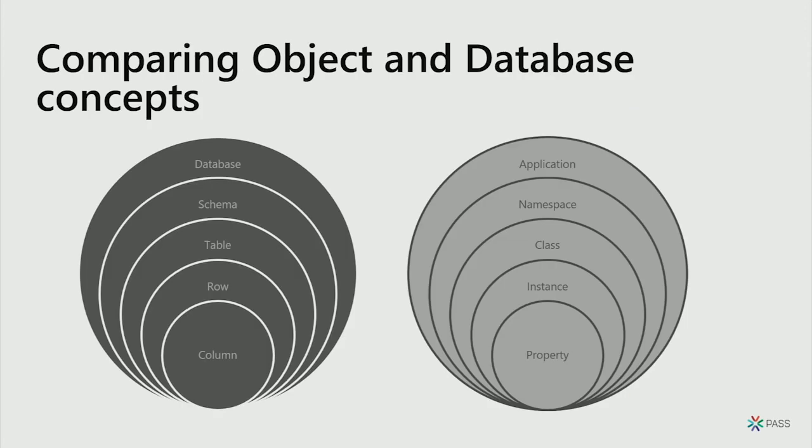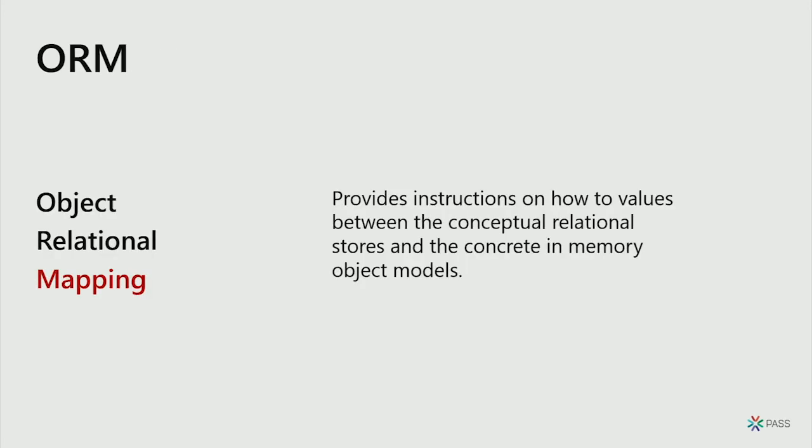So there's sort of a parallel between the object and relational sides of things. In your database, we have applications, schemas, namespaces, tables, and classes, all the way down to columns and properties, right? There's a relationship between the two of these. So that gets back to the objects and the relational. Now, how do we do the translation between the two? That's where the M comes in, mapping, right? We need to figure out how to get from one construct to the other.